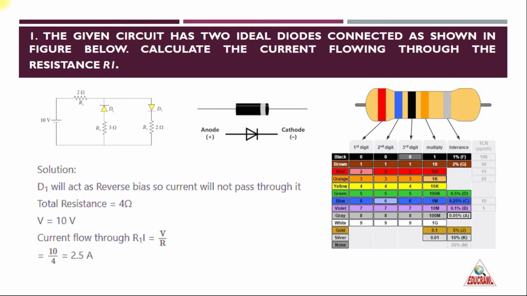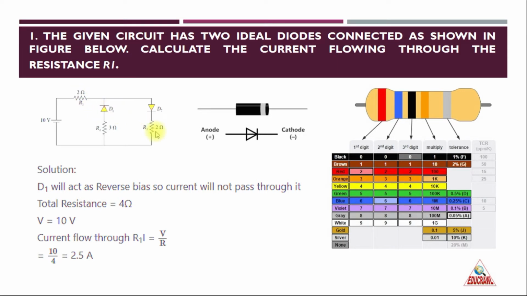When you see this circuit diagram, you can understand clearly that D1 is reverse biased and D2 is forward biased. When a diode is connected in reverse bias, it will not conduct current. So D1 will not conduct current, and the current passing through D1 is equal to 0. The total resistance is 4 ohm, because R1 is equal to 2 ohm and R3 is equal to 2 ohm, both connected in series.